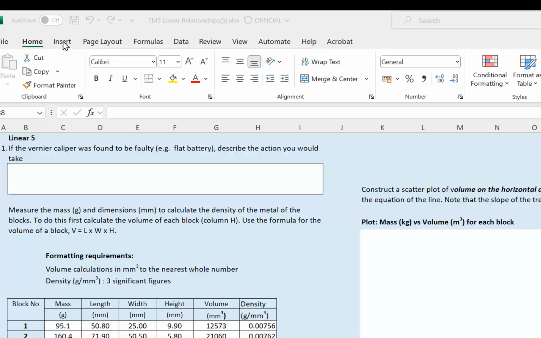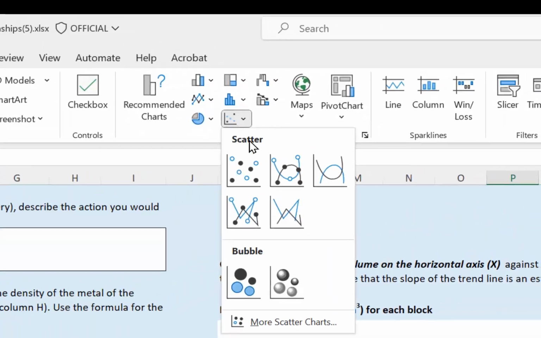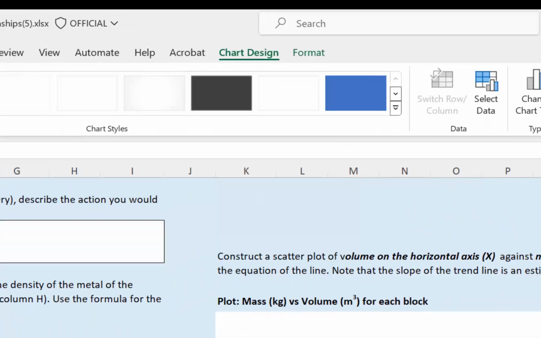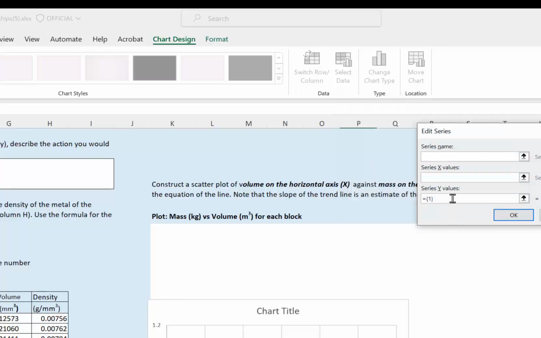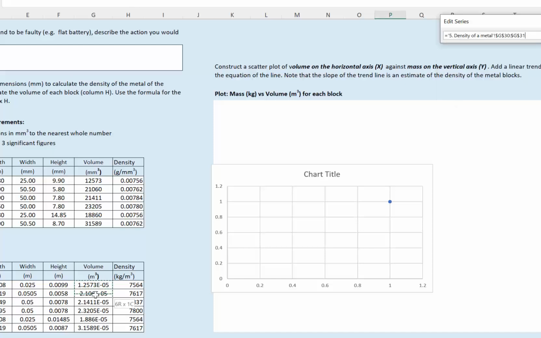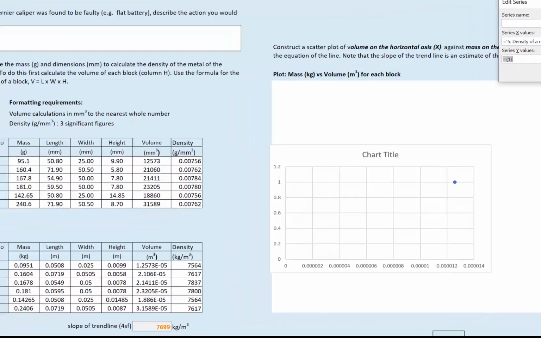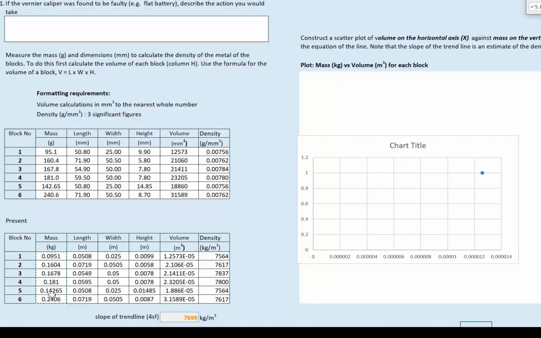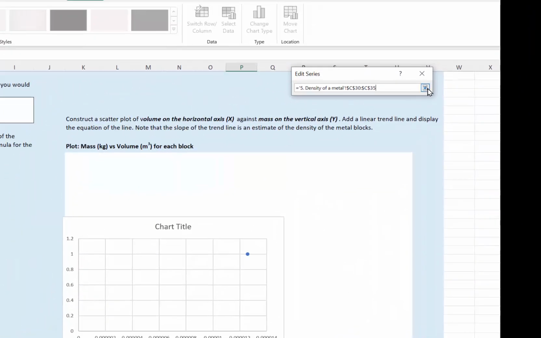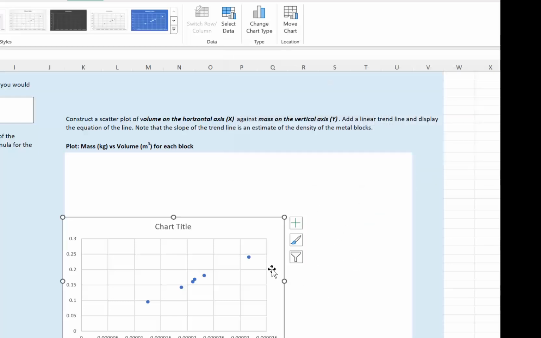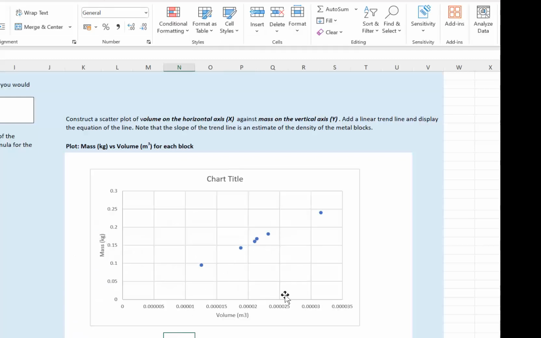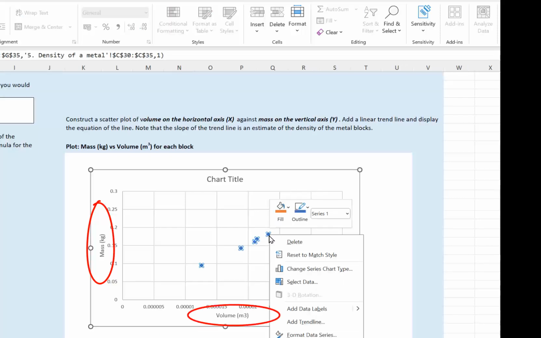A few words about drawing the graph. Use a scatter plot with markers, and then in chart design select the data and manually input the x values, and volume goes on this axis, and then the y values with mass on the y-axis. Okay, I'll just center the graph a little bit here, and of course both axes need to be labelled with units, and also we'll need a trend line.